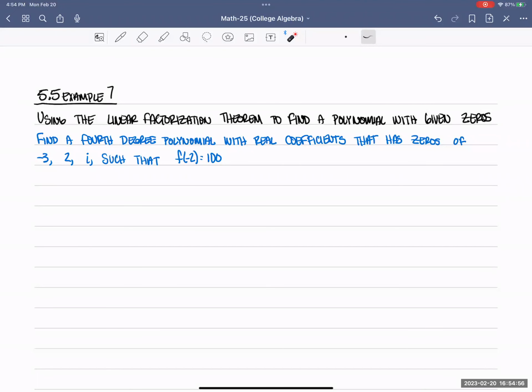Section 5.5, example 7, using the linear factorization theorem to find the polynomial with the given zeros. Find the fourth degree polynomial with real coefficients that has zeros of -3, 2, i, such that f of -2 is equal to 100. Ooh, this sounds like fun.